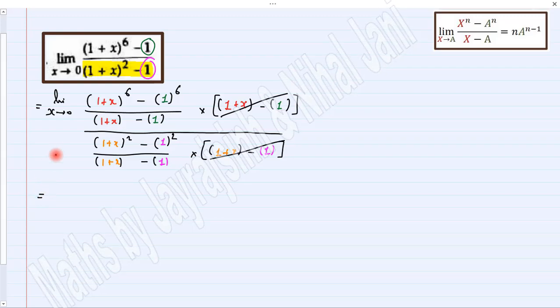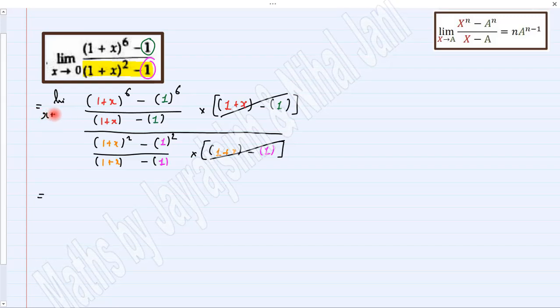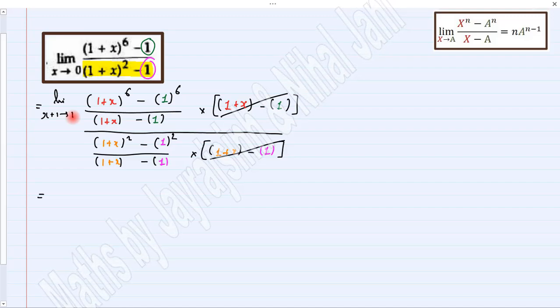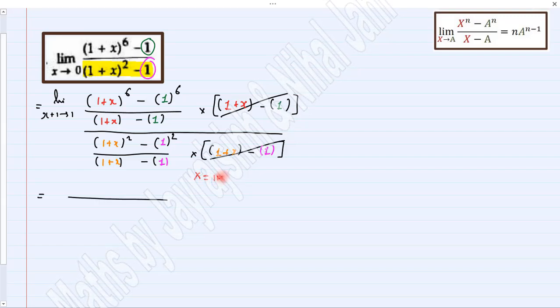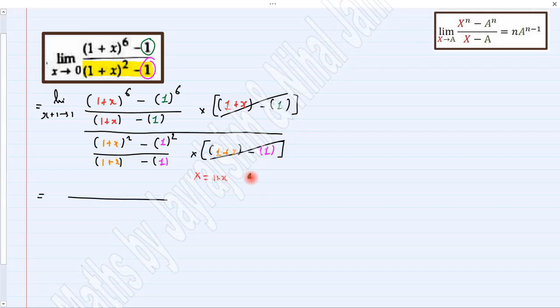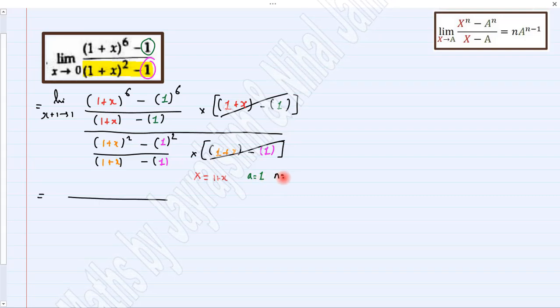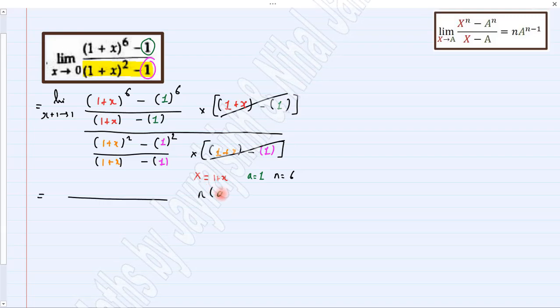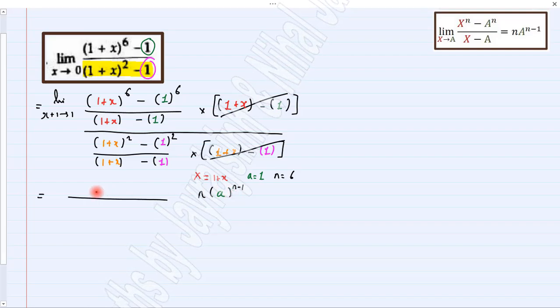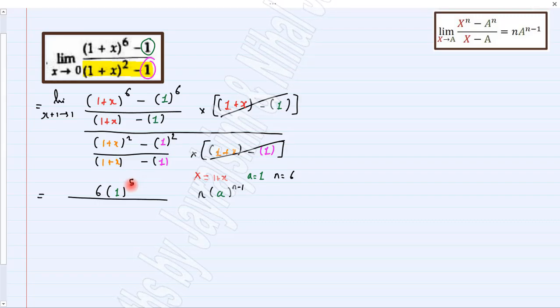Now let's focus on the numerator. We have x tends to 0, or we can say we have 1 plus x tends to 1. So we get the proper form in the numerator, where your X is 1 plus x, A is 1, and your n is 6. So let's apply the formula. You will get n into A raised to n minus 1. So here we'll get 6 into 1 raised to 6 minus 1, or we can say 6.